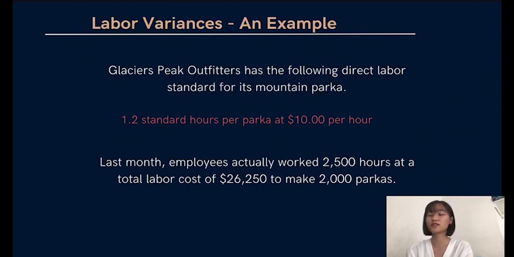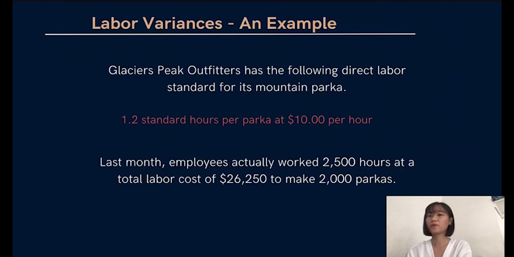Variances are the differences between total actual cost and total standard cost. If actual costs are less than our standard cost, this will result in a favorable variance. If, however, our actual cost exceeds standard cost, this will result in an unfavorable variance. Here on the screen, you can see the labor variance.